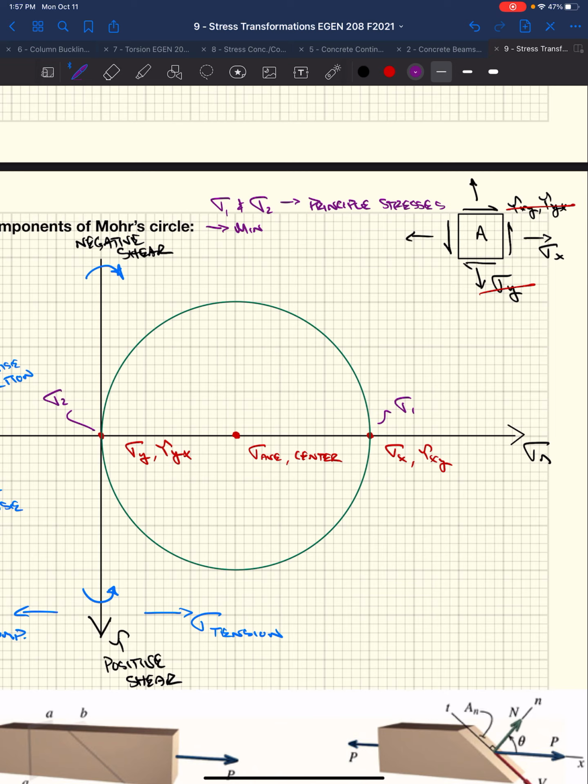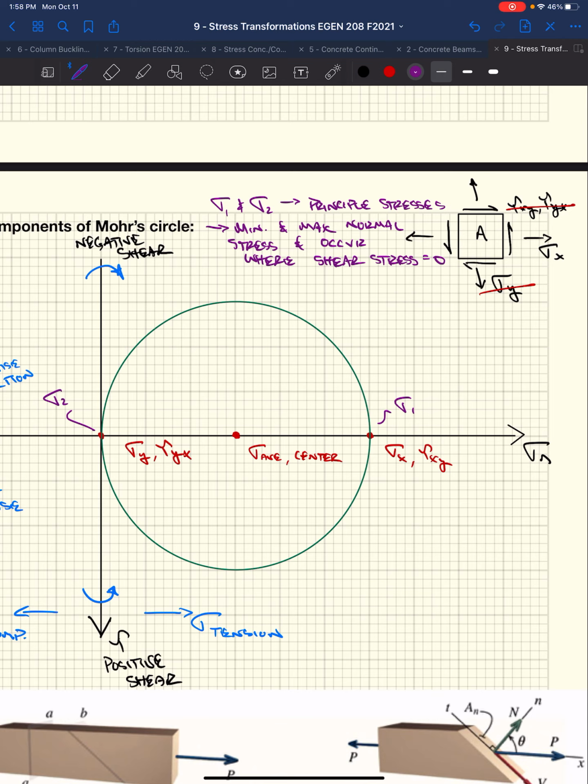And they are the min and max normal stress, and they occur where shear stress is 0. Which just happens to be our location A at this point. We essentially have 0 shear stress, just normal stress. We happen to have 0 normal stress in the one direction, but that's fine. Still principal stress. It's the point at which we have our minimum and maximum normal stresses.